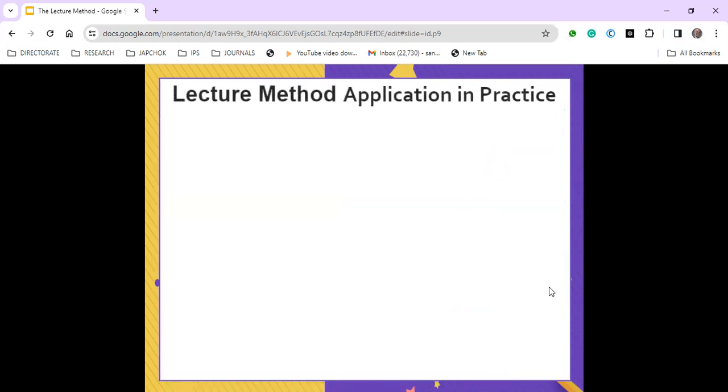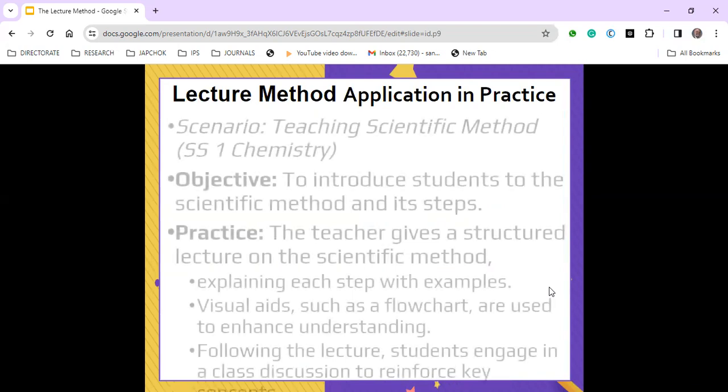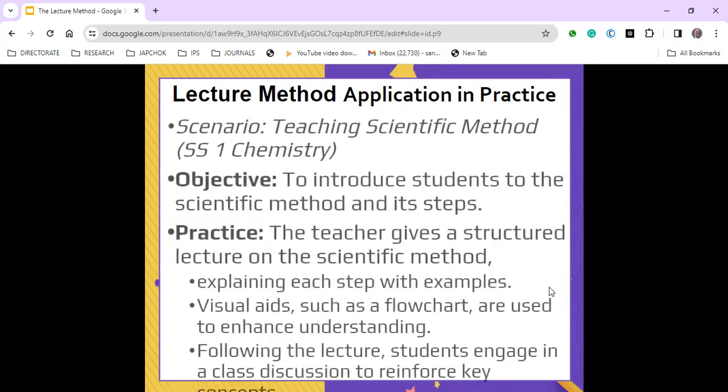Now, how is it applied in practice? Let's just take one example. Maybe the teacher is teaching the scientific method in SS1 chemistry. The objective is to introduce students to the scientific method and its steps. How will the teacher use this in practice?